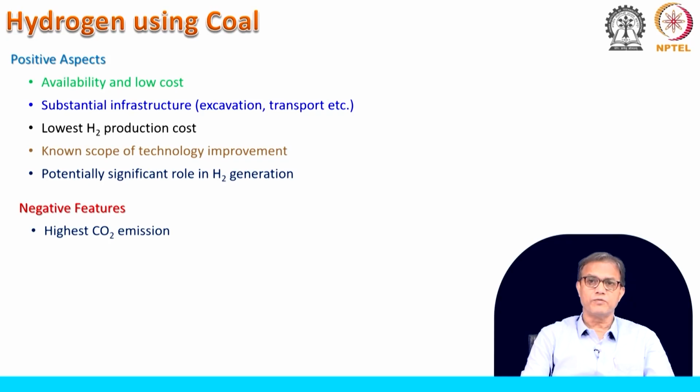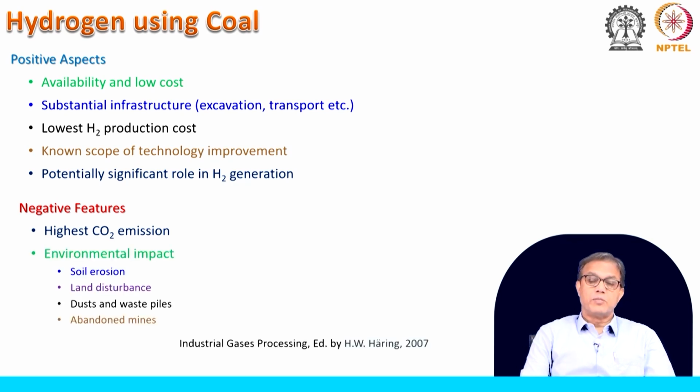So, these are the kind of figures we have to keep in mind at this moment: 1 kg of hydrogen will generate nearly 10 kg of CO2 with natural gas, and nearly 19 kg of CO2 with coal, with the present technologies available to us. It will give us that sort of CO2 generation.